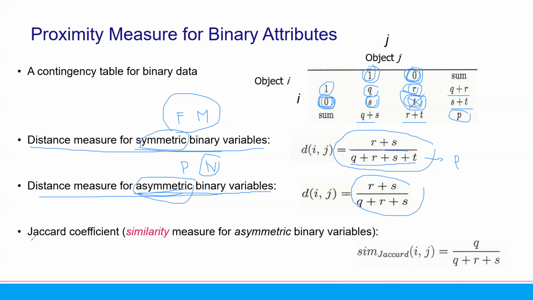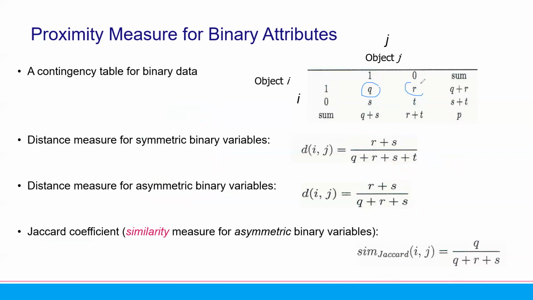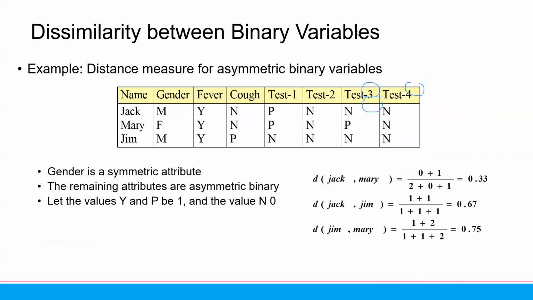There's another kind of measure, we call it the Jaccard coefficient. We call this similarity with the Jaccard, and this is the formula: Q divided by Q plus R plus S. I guess you already know where Q, R, and S are. Now let's see one example.